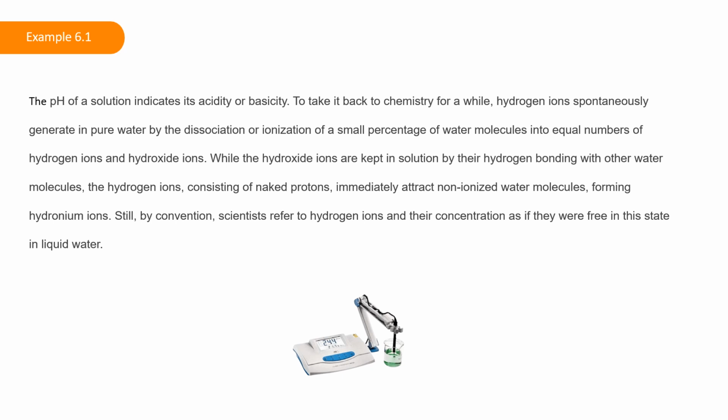To take it back to chemistry for a while, hydrogen ions spontaneously generate in pure water by the dissociation or ionization of a small percentage of water molecules into equal numbers of hydrogen ions and hydroxide ions. While the hydroxide ions are kept in solution by their hydrogen bonding with other water molecules, the hydrogen ions, consisting of naked protons, immediately attract non-ionized water molecules, forming hydronium ions. Still, by convention, scientists refer to hydrogen ions and their concentration as if they were free in this state in liquid water.